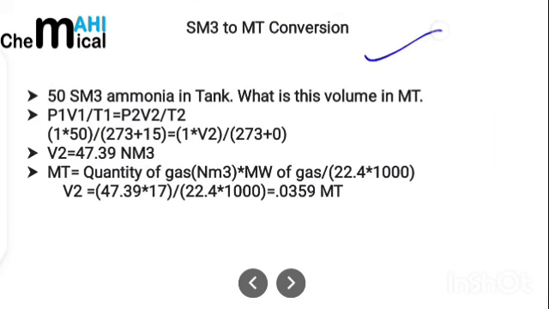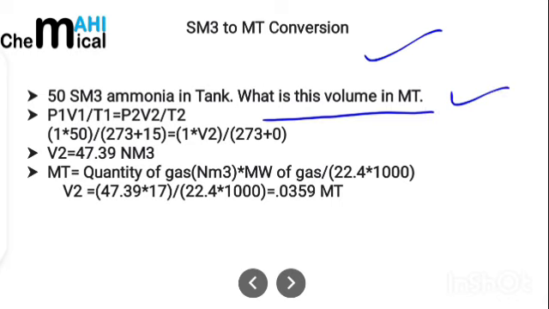Now Sm³ to metric ton conversion. This conversion is very easy, but it takes 2 steps. At first you have to convert this Sm³ to Nm³. Then I have directly told you how to convert this Nm³ to basically metric tons. 50 Sm³ of ammonia is present in the tank. What is its quantity in metric ton? That we have to calculate.